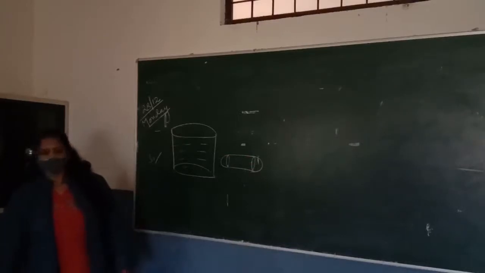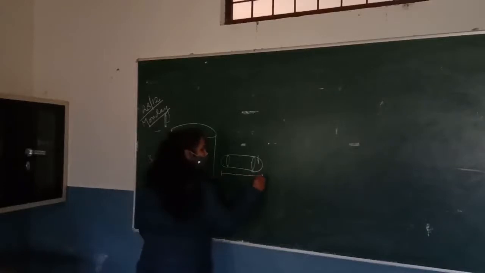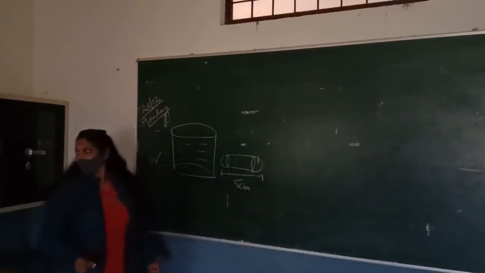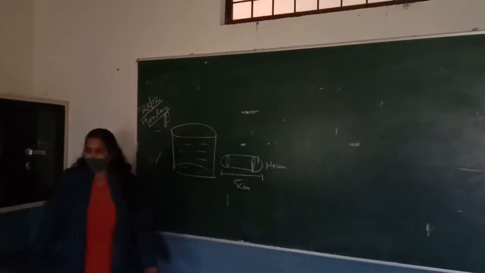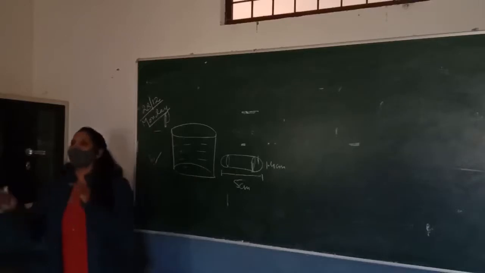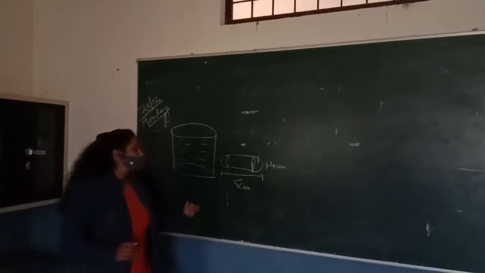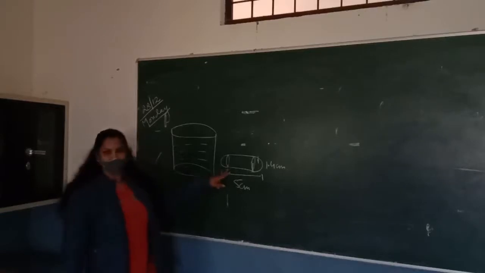The length of the whole gulab jamun is 5 centimeter, and the diameter is 2.8. 2.8 means 1.4 centimeter is the radius of the gulab jamun. So the gulab jamun is in this shape, a cylinder in the middle and a hemisphere on both the ends. So you have to find the volume of one gulab jamun.